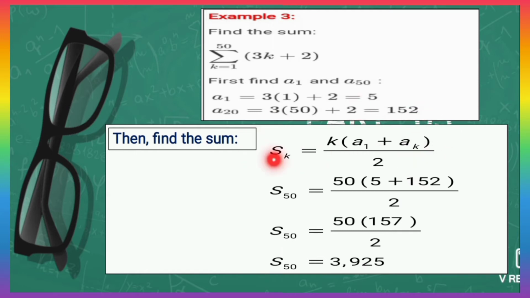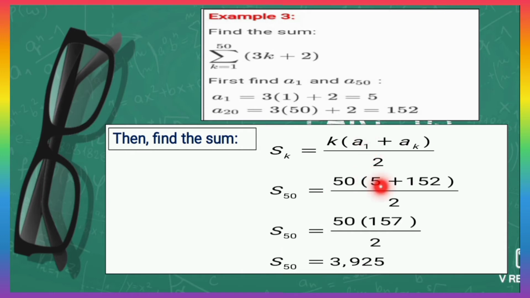Sabi dito, hanapin natin yung sum of k. Kasi sinasabi dito, summation. Ito yung sign na to, sigma or summation. So, sum of k. So, yung k natin ay 50 kasi yung n dito ay naging k. So, yung n natin na meaning kanina sa formula ay number of terms. So, yung number of terms natin dito ay 50.